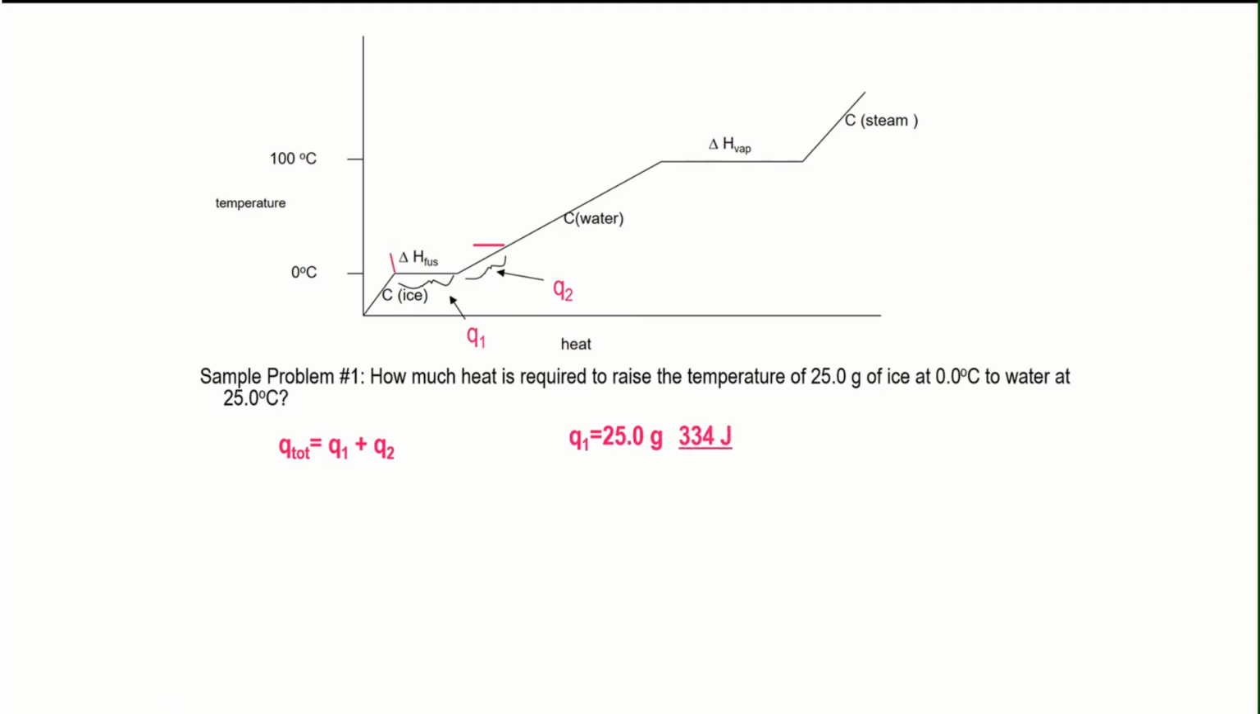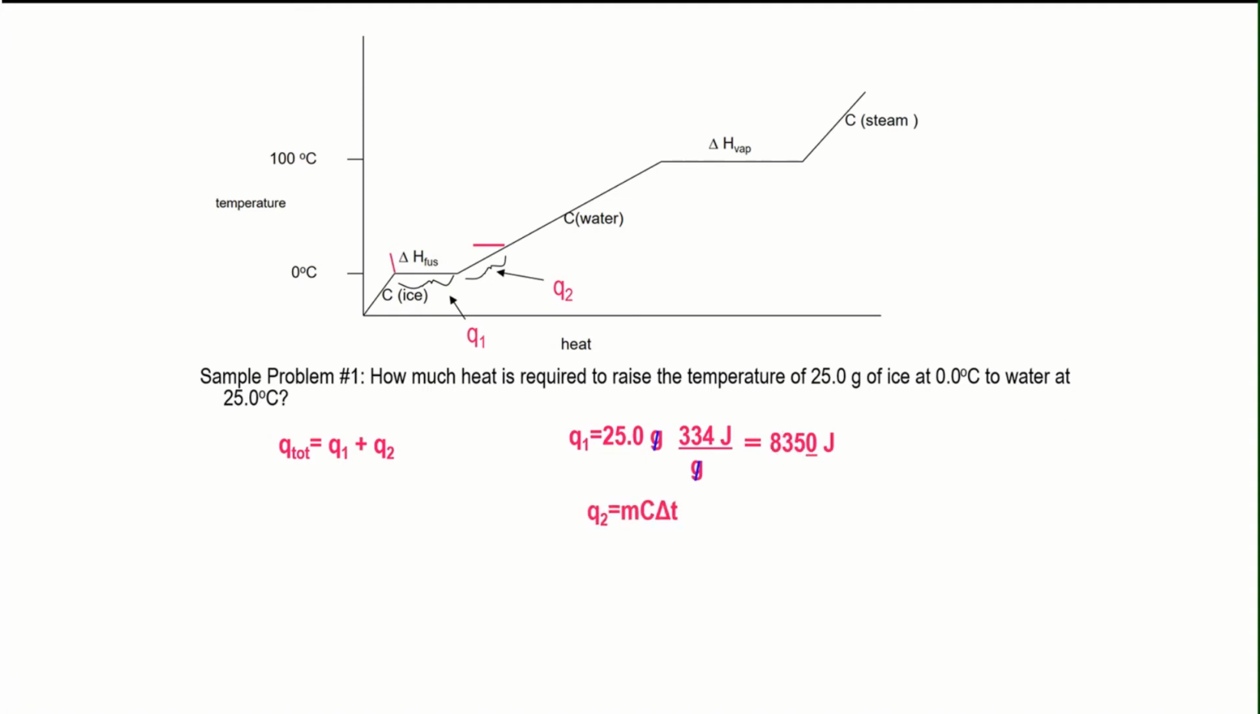Our mass is 25 grams of ice, and that shouldn't change. Our delta H melting, or delta H fusion, is 334 joules per gram. Just set it up like a factor label, cancel out the grams, and we'll end up with 8,350 joules of energy required to melt our 25 grams of ice. You can notice the underline there. It's showing me 3 significant digits. 1, 2, 3 here, 1, 2, 3 here. So 1, 2, 3 there.